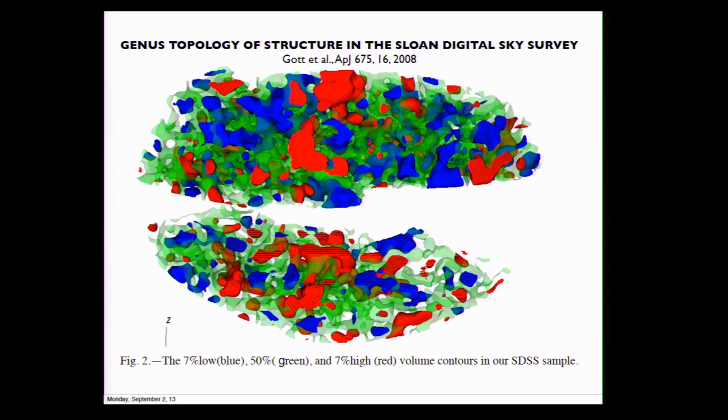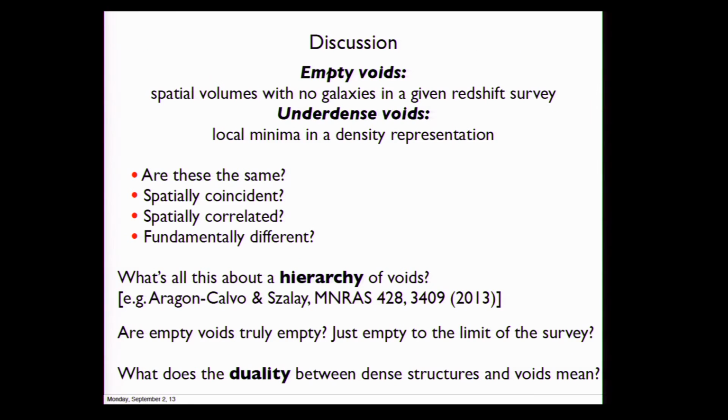And finally, this notion is pretty old. I think this may be the wrong reference, or there's a more recent paper, but this interesting topological study by Gott et al. shows a similar thing, where the low density regions and the high density regions have a similar distribution.